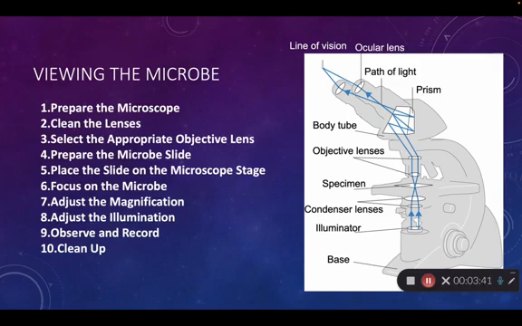Now we observe and record. Observe the microbe carefully. You can make observations, take notes, or capture an image using a camera attachment if available. When you're done, switch off the microscope and carefully remove the slide. Finally, we clean up. We clean the lens with lens paper or a microfiber cloth. Turn off the microscope and unplug it if necessary. Store the microscope in a safe and dry place, and then clean up your area.